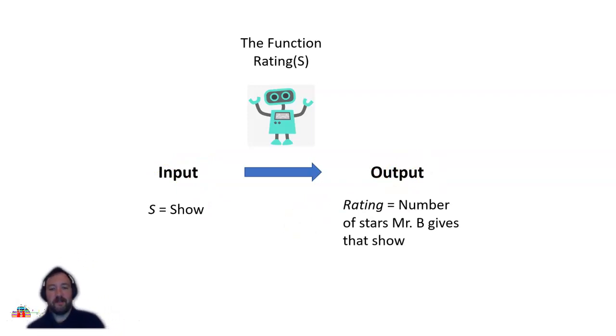So let's start with a little example here. A function I'm calling rating of s, and now I'm using that function notation here. So let me explain. The input to this function is going to be the name of a TV show. The variable s stands for show. And the output to this function is going to be a rating, in other words, the number of stars that Mr. Bloomstein gives to that show. So you put the name of a TV show into this machine, and out comes the rating that I give that show. That's written in function notation as rating of s. Remember, these parentheses tell you what the input is.